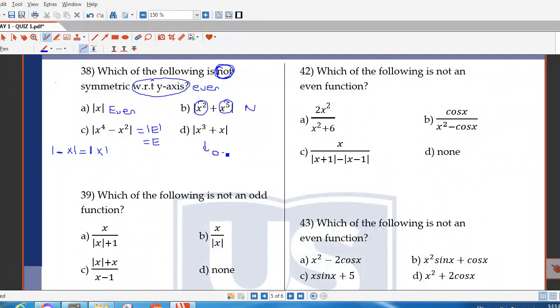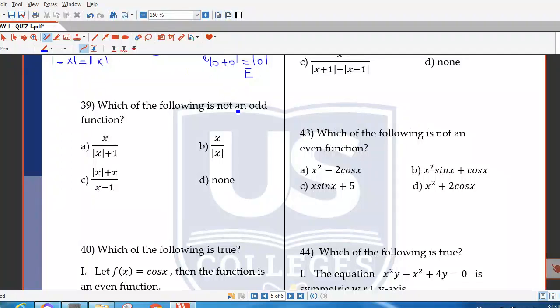x cubed is odd, x is odd. The sum of them is again an odd function, but the absolute value of an odd function becomes even. So which of the following is not an even function? Answer is B.